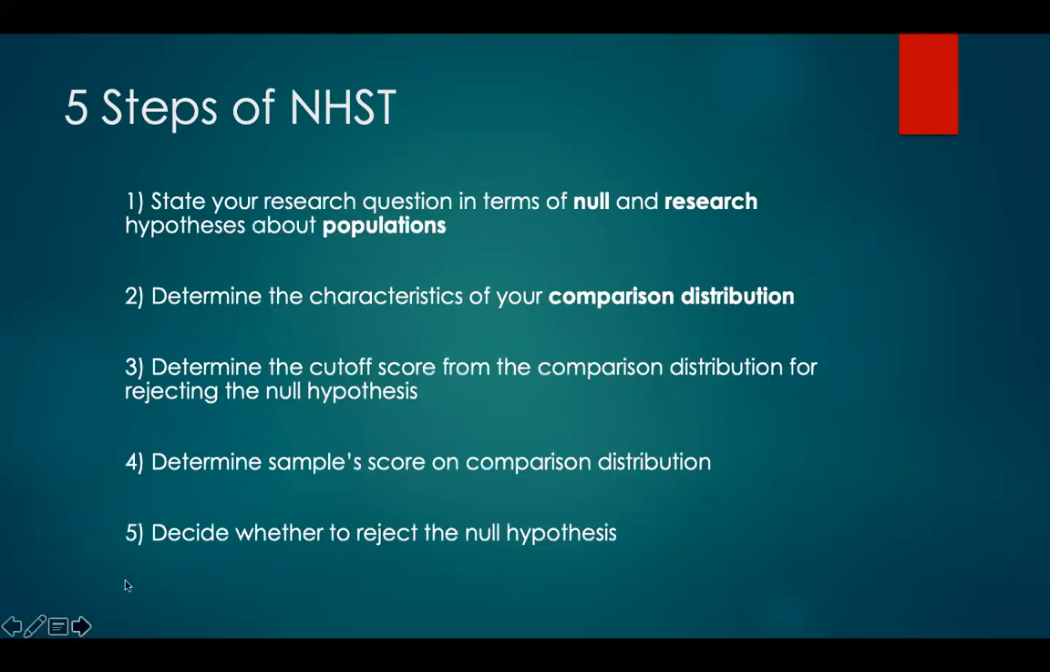And we'll now walk through each one of those steps in detail, then see how they'll work in practice. So step 1 is to state your research question in terms of the null and research hypotheses about populations. Step 2, determine the characteristics of your comparison distribution. Step 3, determine the cutoff score from the comparison distribution for rejecting the null hypothesis. Step 4, determine your sample score on the comparison distribution. And step 5, decide whether to reject the null hypothesis.